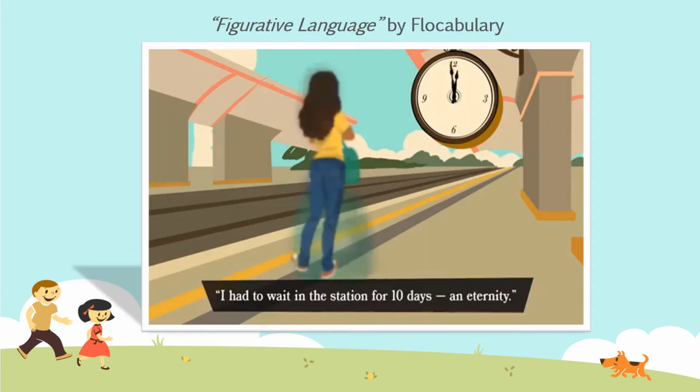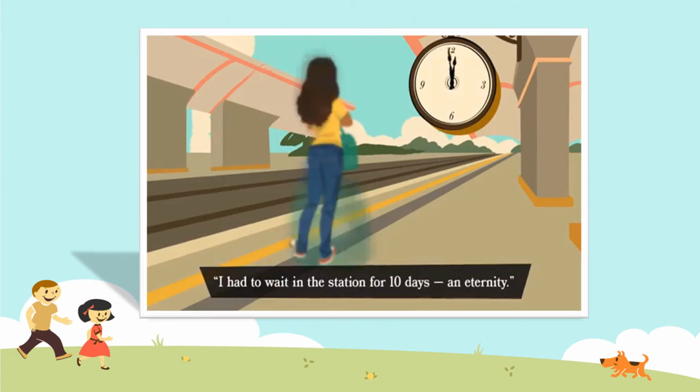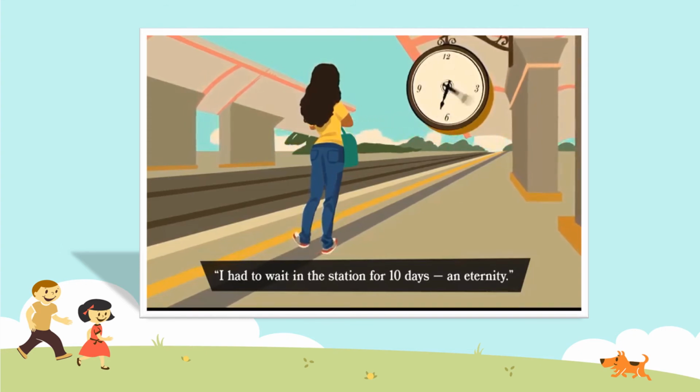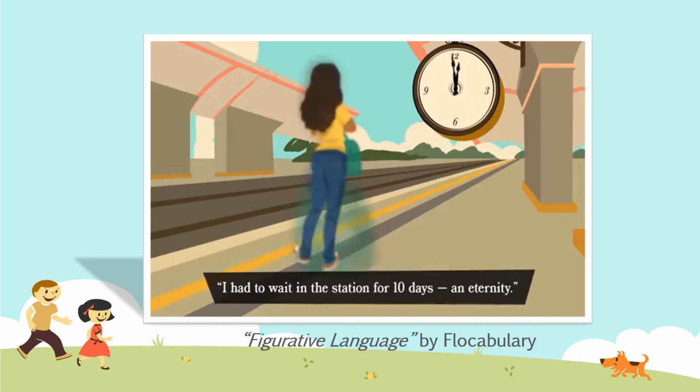Let's take a look at one more video. Remember, look at the sentence and determine which phrase makes it a hyperbole. I had to wait in the station for 10 days, an eternity. You guessed it. 10 days to an eternity. We know there's no way in the world that she spent that much time at the train station. She exaggerated.